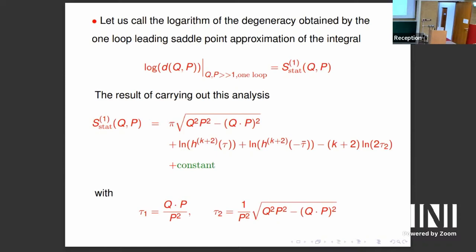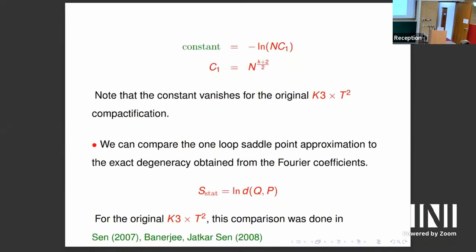So this is entirely from the modular form. We get these extra terms because of that factorization property, and together we get a constant. At the saddle point, these are evaluated in terms of charges, so it's completely in terms of charges. Now, the constant is basically the log of that NC1. And it vanishes, of course, for K3 times T2. There's no constant for that.